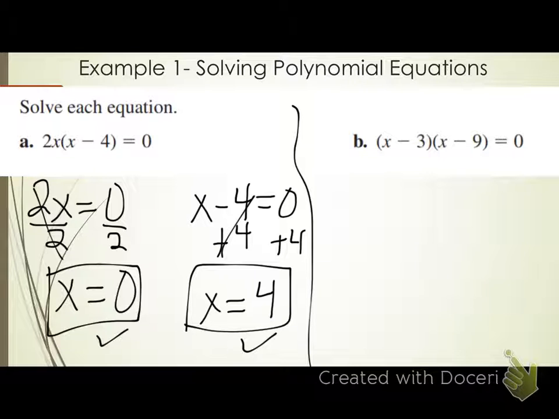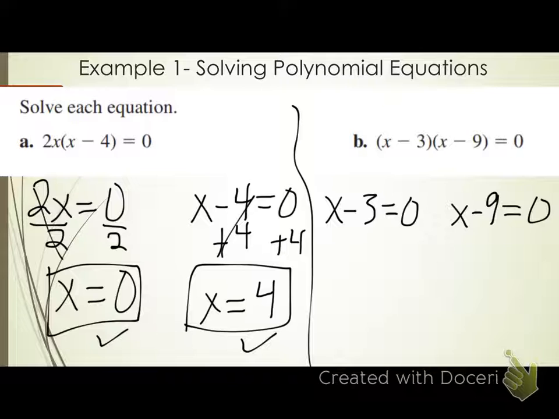So knowing all that information, let's figure out letter B. I've got x minus 3 times x minus 9 equals 0. Raise your hand if you can help me out here. What do I need to do? Okay, what are my factors here? So I need to do what? x minus 3 equals 0. Very good. What else? Yeah, very good. x minus 9 equals 0.